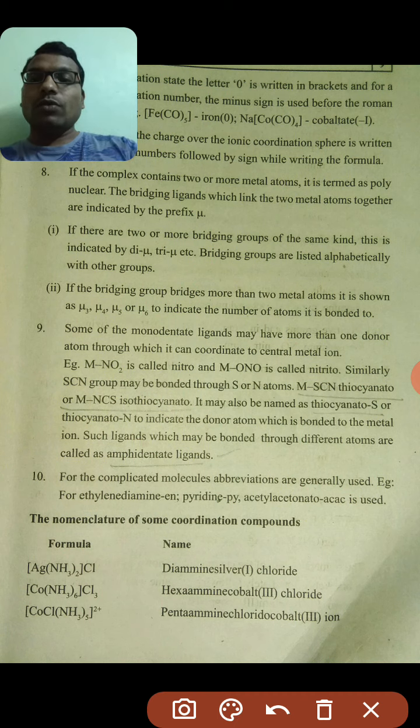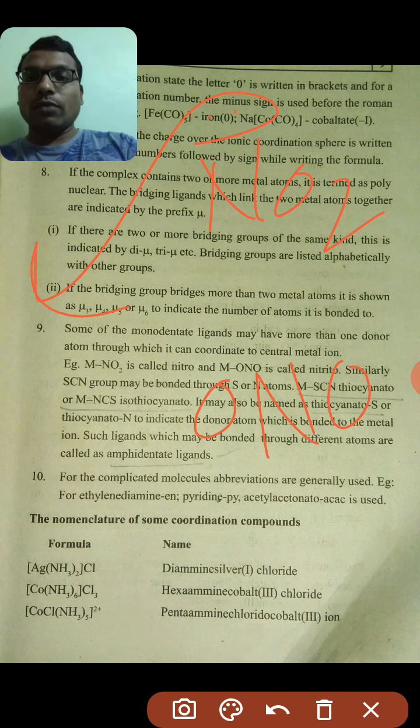Suppose you can take an example as NO2. NO2 can be written as ONO also. In this one, which is the donor atom? Nitrogen is the donor atom to the central metal ion. Here, oxygen is the donor atom to the central metal ion. Yes or not? So in this case, it comes under a monodentate ligand. Why? Because it donates only one electron pair.